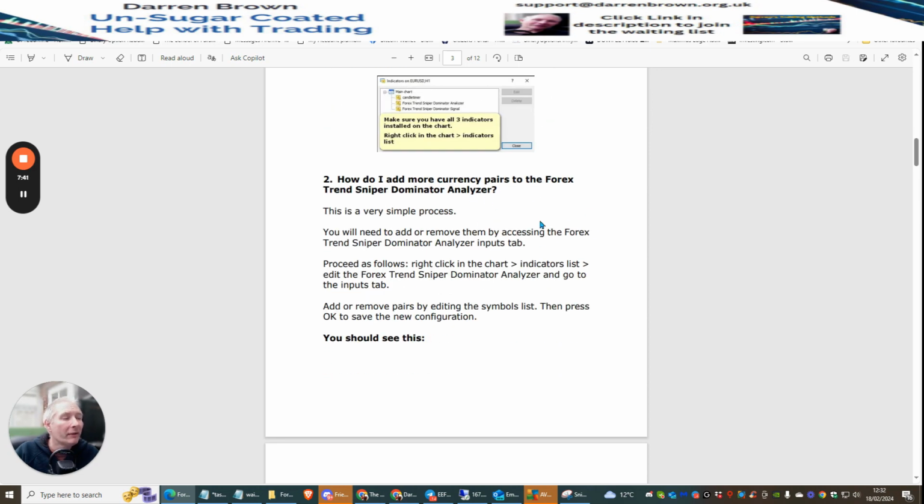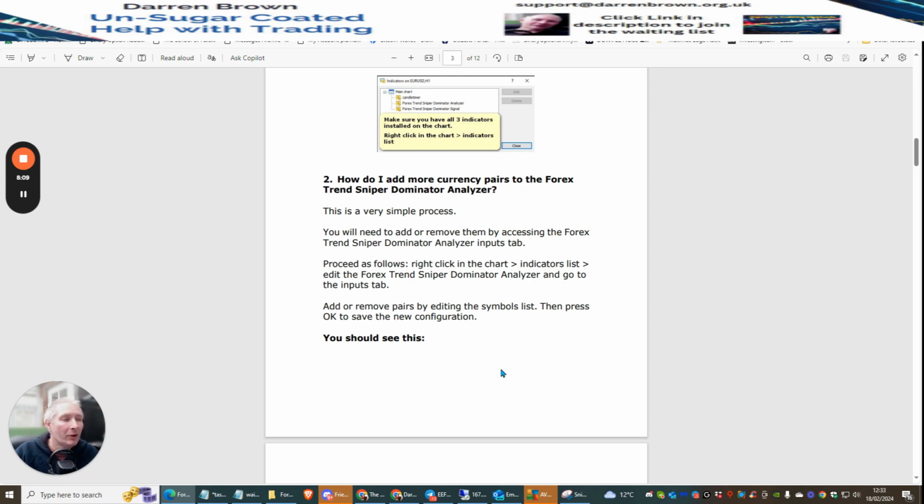How do I add more currency pairs to the Forex Trend Sniper Dominator Analyzer? Again, this is very simple. You will need to add or remove them by accessing the Forex Trend Sniper Dominator Analyzer Inputs tab. Proceed as follows. Right click on the chart indicator list, edit the Forex Trend Sniper Dominator Analyzer, that is a bit of a tongue twister, and go to the Inputs tab. Add or remove pairs by editing the symbols list. Then press OK to save a new configuration.